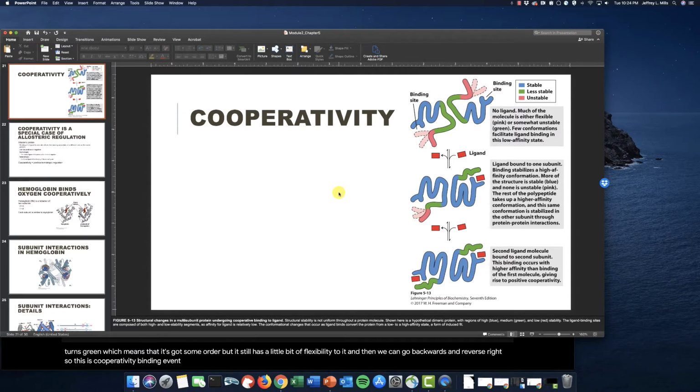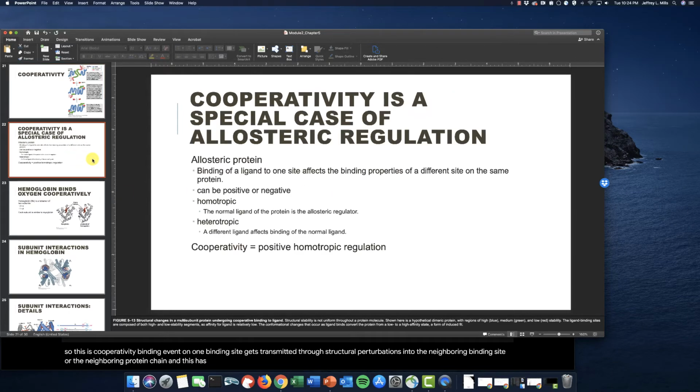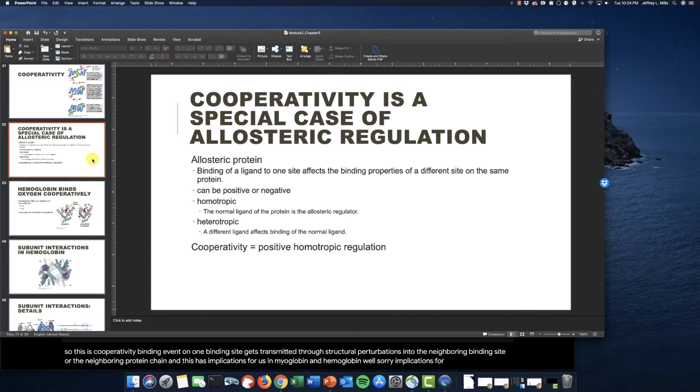A binding event on one binding site gets transmitted through structural perturbations into the neighboring binding site or the neighboring protein chain. And this has implications for hemoglobin. Myoglobin is a monomer. It doesn't interact with anything else, so there are no allosteric changes to speak of. And I just realized that the speech-to-text software did not pick up "allosteric." There we go. That's what it should have been.